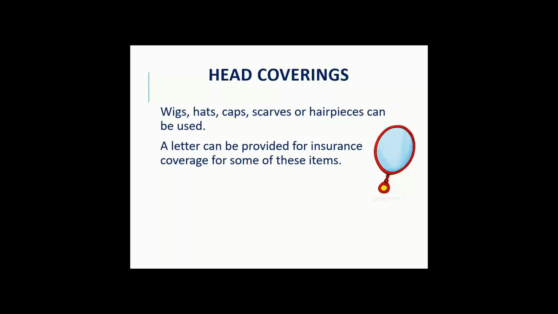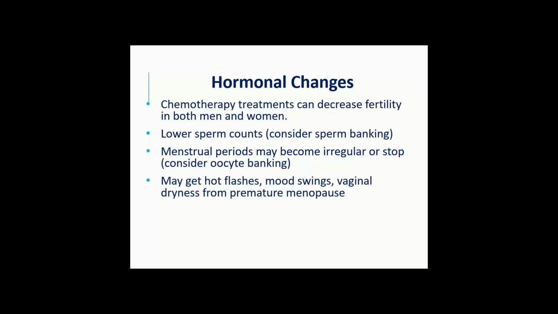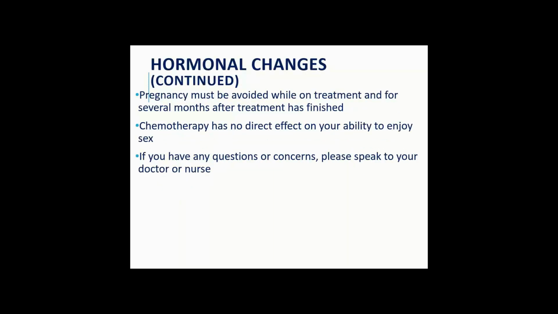Next slide. There can be hormonal changes, particularly with premenopausal women. Chemotherapy can induce a kind of perimenopausal state, which can be transient or in some cases can be permanent, depending on your age. It can also cause irregularities in menstrual cycle, and again, you can induce kind of a perimenopausal state with mood swings, hot flashes, vaginal dryness, etc. Okay, next slide. You should avoid pregnancy while on treatment, of course. If you have any questions, you can call us. All right, next slide.